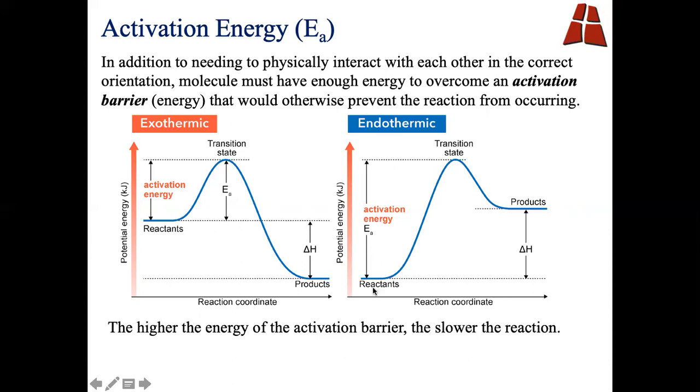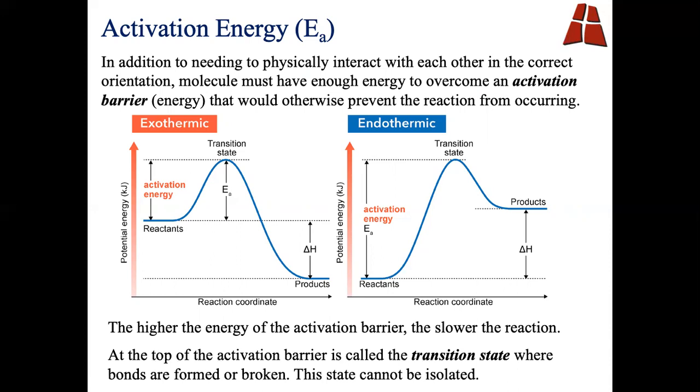Okay. Another thing that's true in this case is that the higher the energy of our activation barrier, the slower our reaction will be. And the position at the top of the activation barrier is called the transition state. This is the actual point where bonds are formed or broken. And one thing about the transition state, this is something that must be hypothesized, can never actually be isolated.